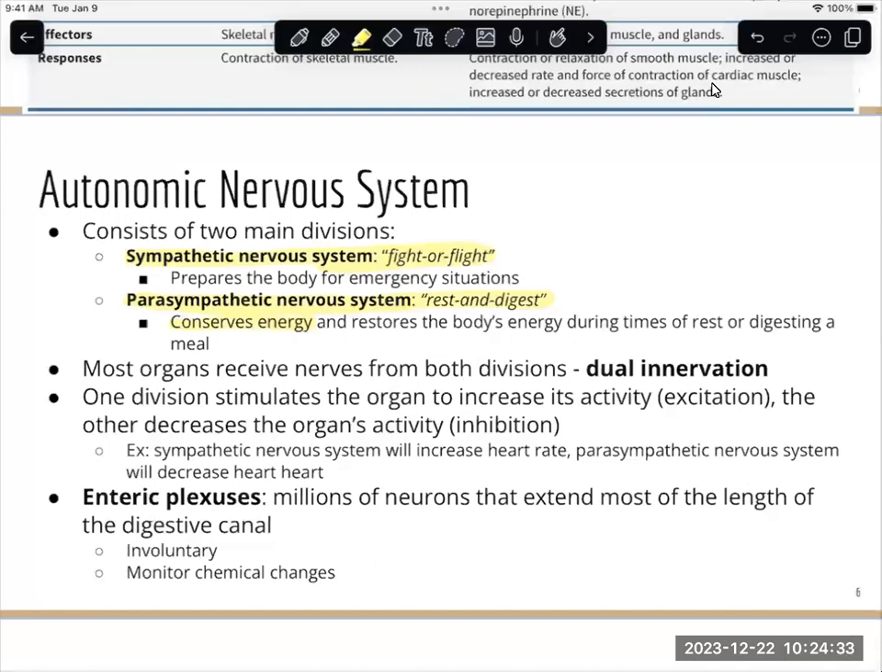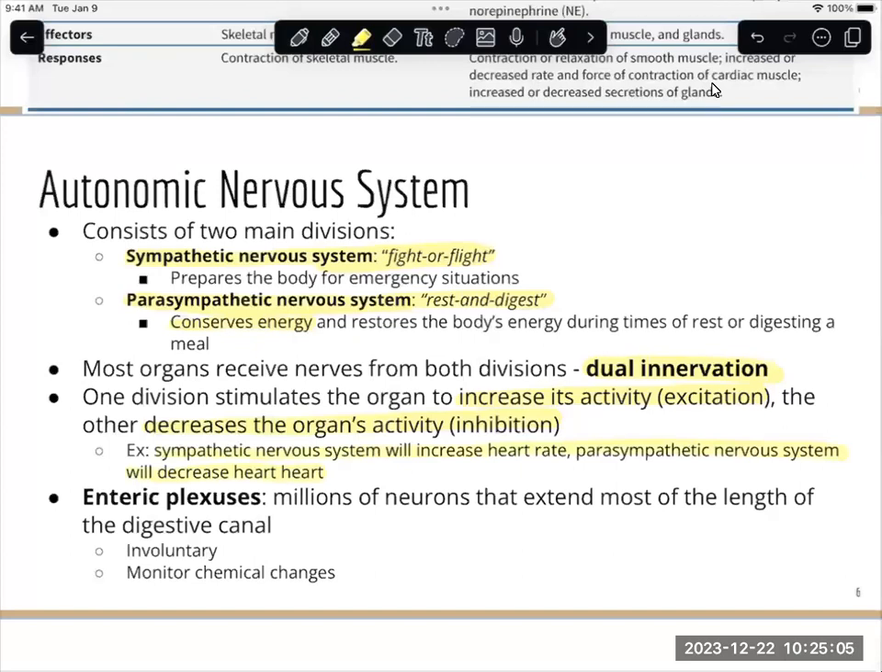So most of our organs have both sympathetic and parasympathetic. That would make them have this dual innervation. One is going to increase the activity while the other will decrease the activity. And it depends on what the organ is, on what is increasing versus decreasing. Like the sympathetic will increase your heart rate, parasympathetic will decrease your heart rate.